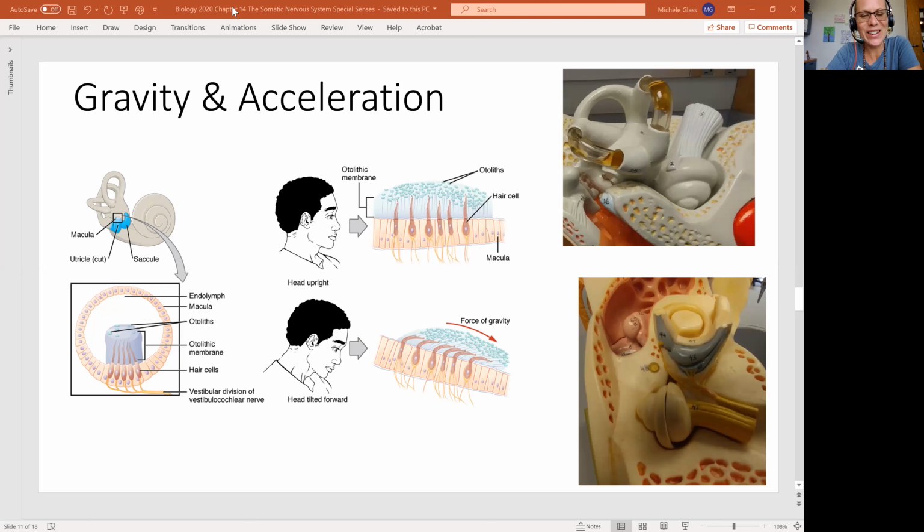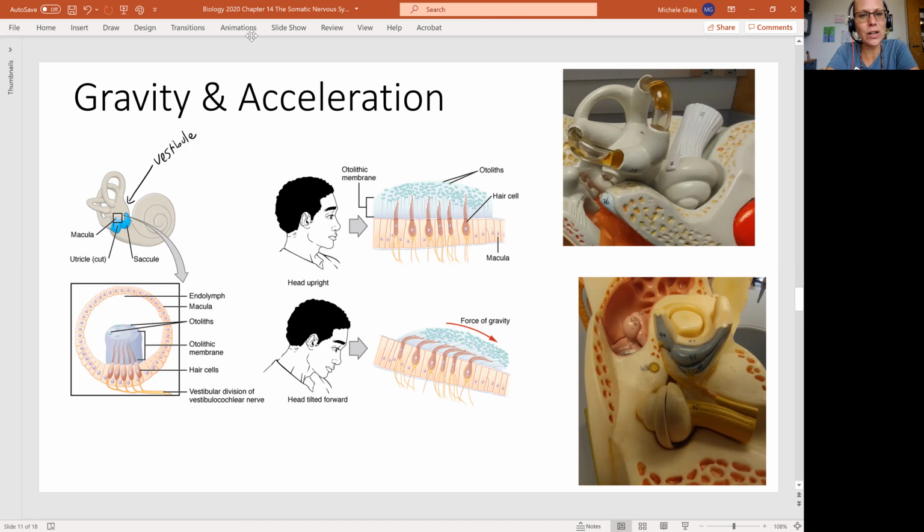Michele here. Welcome to another Chapter 14 Special Sense video, and we're focusing on the sensations of the inner ear. So we just finished talking about hearing, and now we're talking about both gravity and acceleration. Now, both of these are being collected at the vestibule, which is this region here of the inner ear.